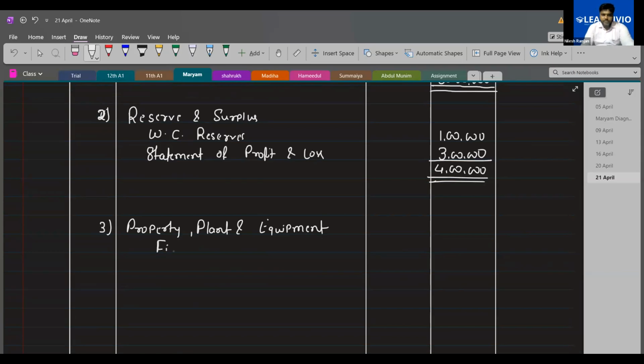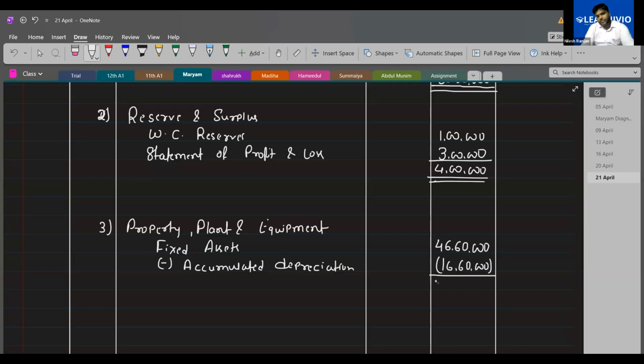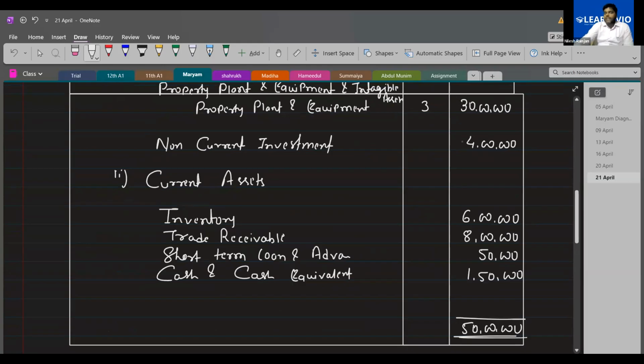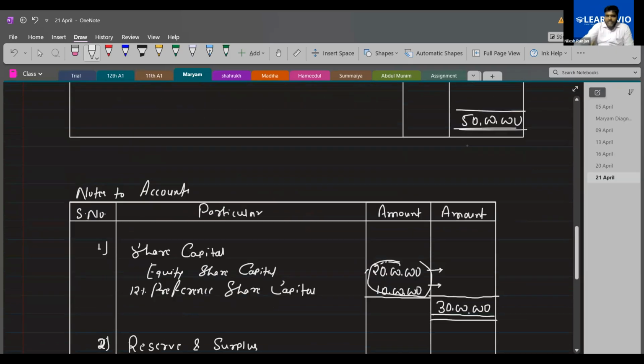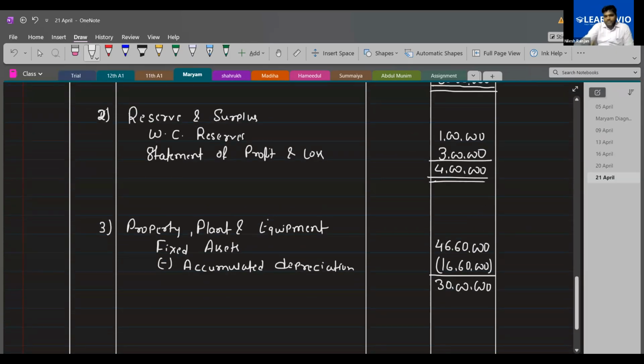Now, the fixed assets are 46 lakh 60,000, and minus accumulated depreciation, it is 16 lakh 60,000. So the final amount is 30 lakh. Now, if someone sees this 30 lakh, then he will not understand how we got this 30 lakh. But when he sees this note to account, then he will understand. So that's why we prepare notes to account.